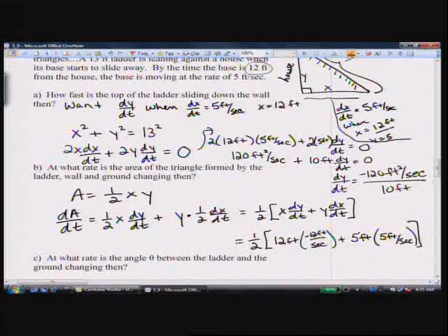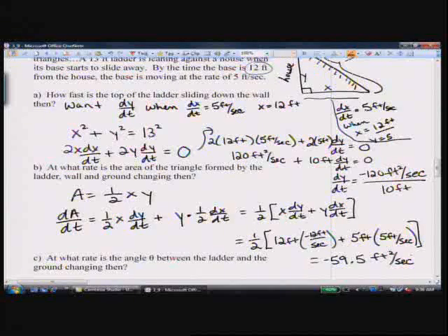You should always be checking your units. Do you see that you are going to have feet squared per second? That's good because that is what area would be changing at. Area is a squared unit. So this is negative 144 and positive 25, and then you take half of that. You can do that on your calculator, but you should get negative 59.5 feet squared per second.